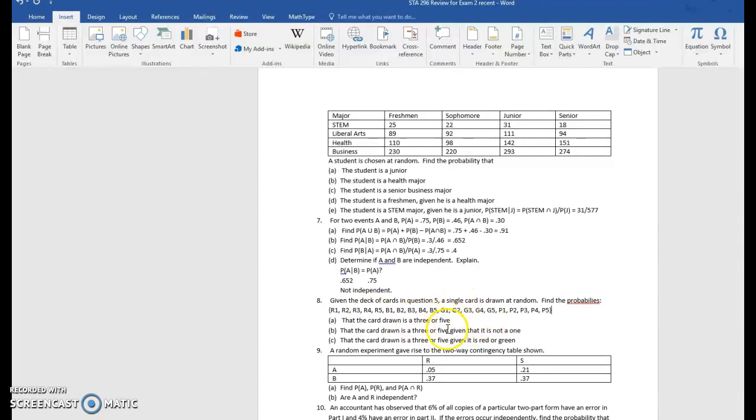All right, so let's notice how many 3s or 5s we have. 1, 2, 3, 4, 5, 6, 7, 8 3s or 5s. So that's 8 out of the total sample space of 20, which if we reduce, that's going to give us 2/5. We can change that into 0.4 if we want to change it to a decimal.